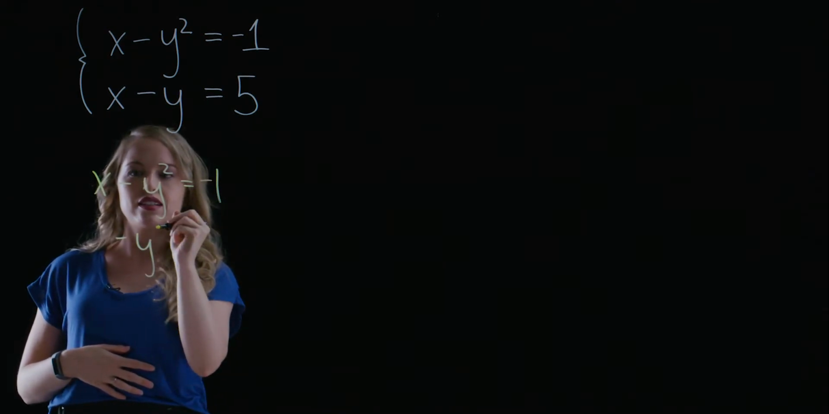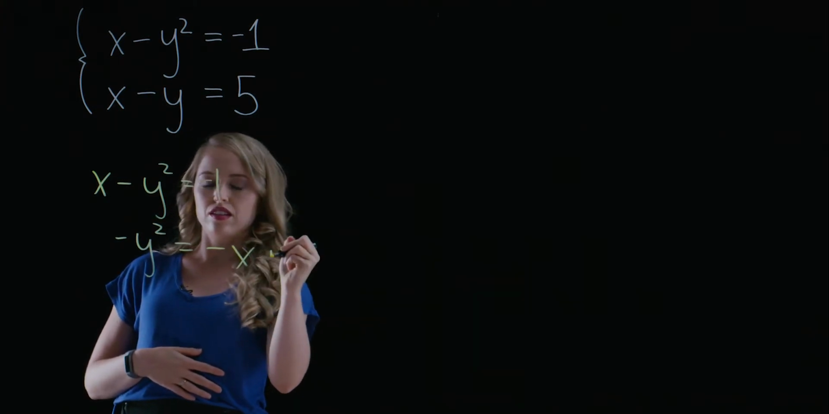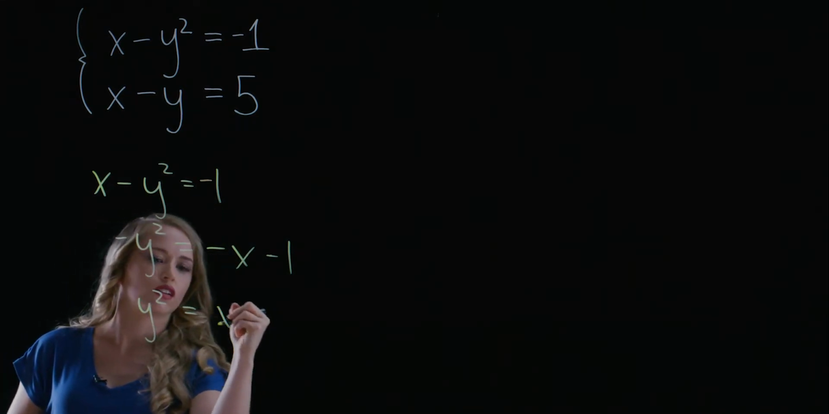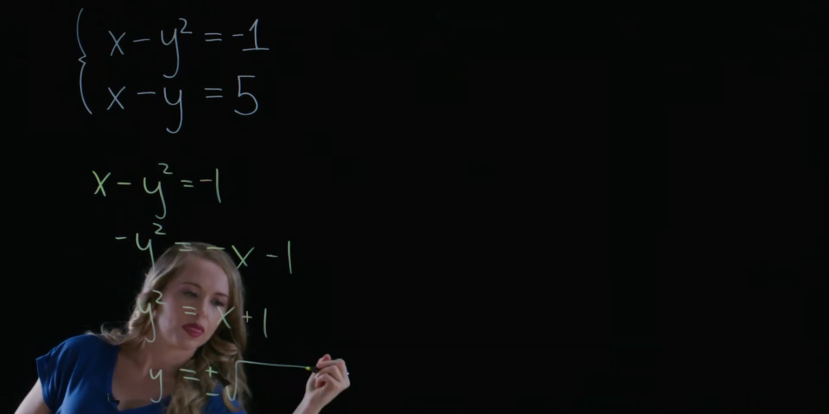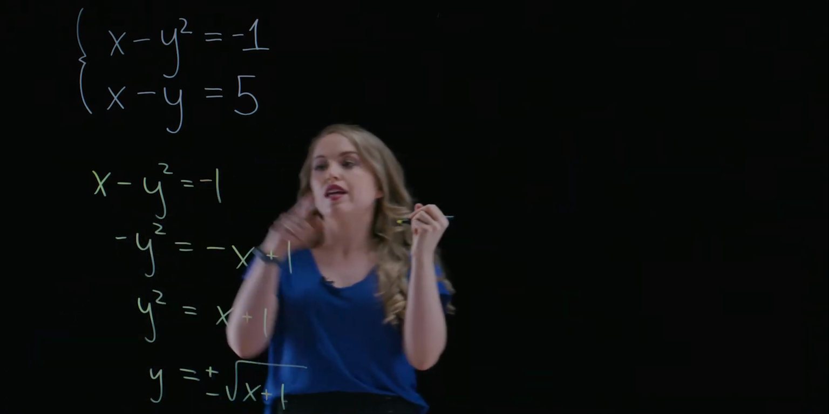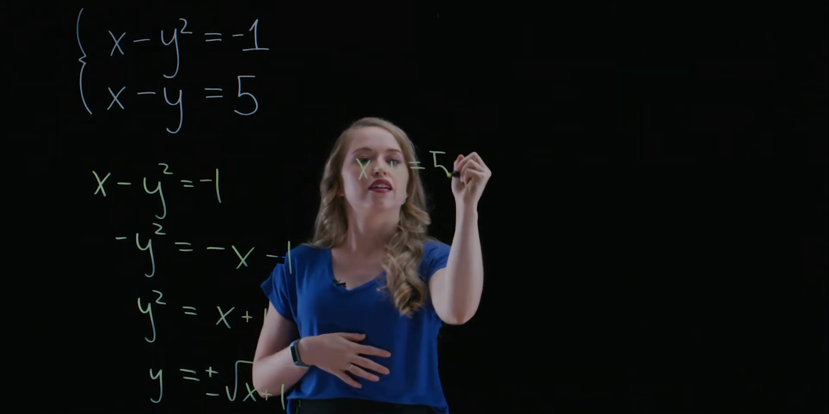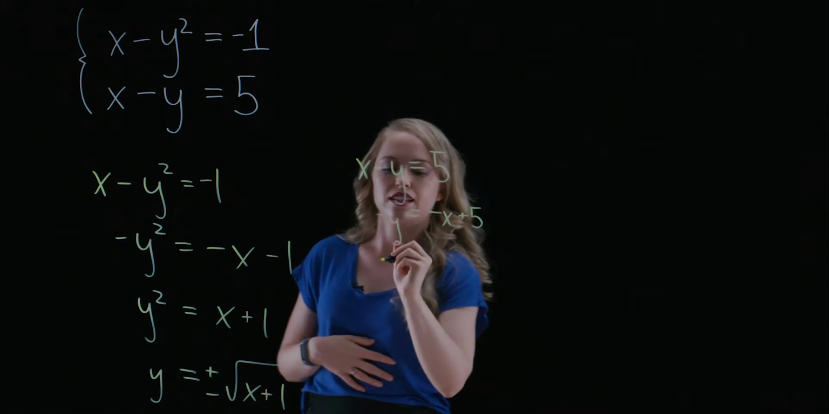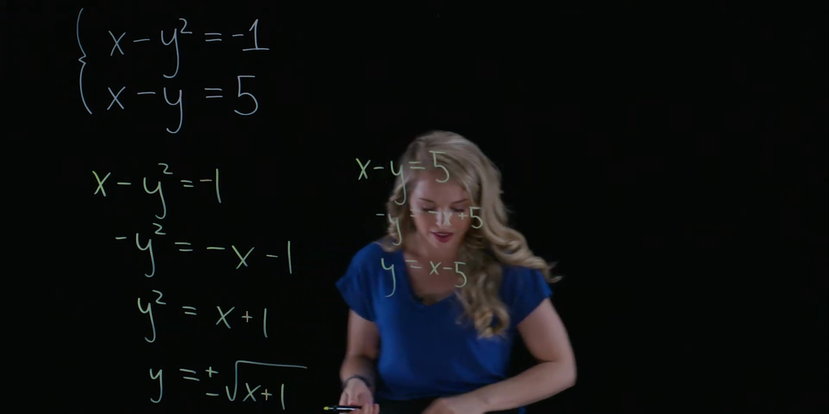Here I can subtract x from both sides. Divide both sides by -1 and take the square root of both sides, giving me a positive and a negative square root of x plus 1. Now I want to do the same for the second equation. It's a little simpler. I go ahead and isolate that y. Perfect. Now they're in a format I can easily input into my utility.